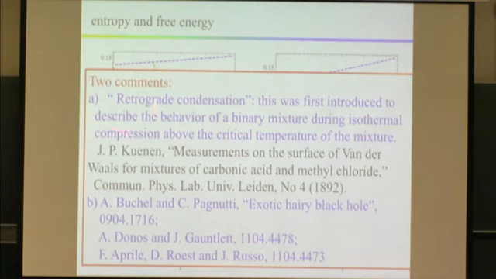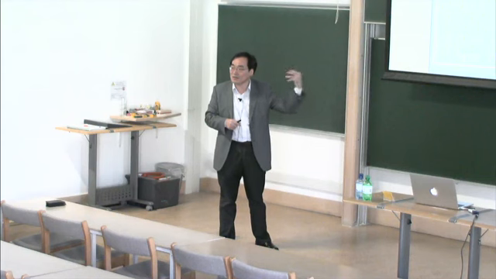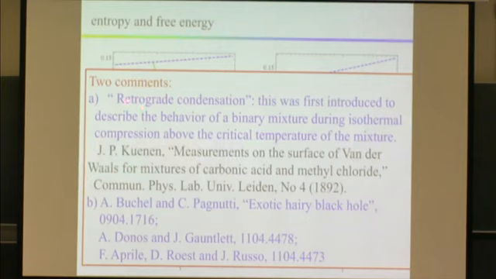Here I have two comments. Such condensation happens at high temperature, and it is called retrograde condensation. Actually, this was first introduced to describe the behavior of a binary mixture during isothermal compression above the critical temperature of the mixture. It seems this is the first reference to mention such a thing, in very old times. Such behavior also appears in some models.